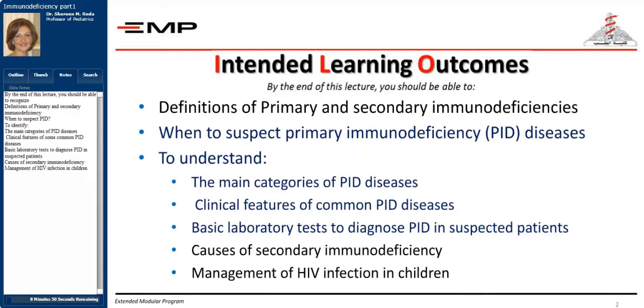By the end of this lecture, you should be able to recognize the definitions of primary immune deficiency and secondary immune deficiency, when to suspect primary immune deficiency diseases, the PID diseases, and to understand the basic categories of primary immune deficiency diseases, the clinical features of common PID diseases, the basic laboratory tests required to diagnose PID diseases in suspected patients, and secondary immune deficiency in terms of causes, and lastly, the management of HIV infection in children.